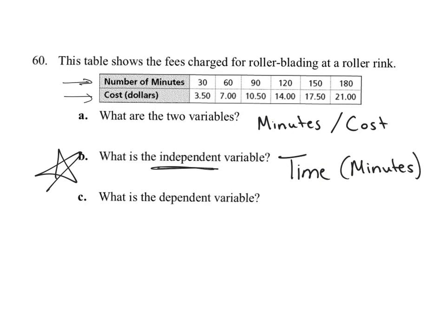Okay, and your dependent variable is the money. Money is always dependent. Technically it does not grow on trees, even though it's made of trees. But money always depends on how much time you spend doing something. So money is always going to be your dependent cost.